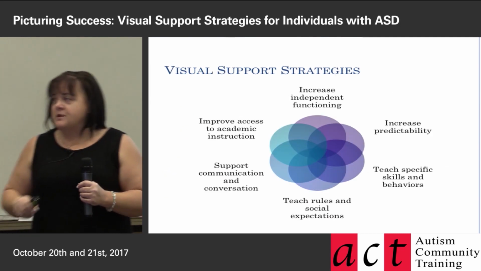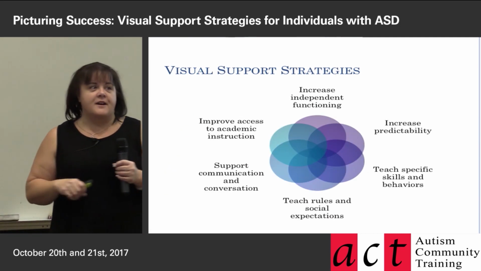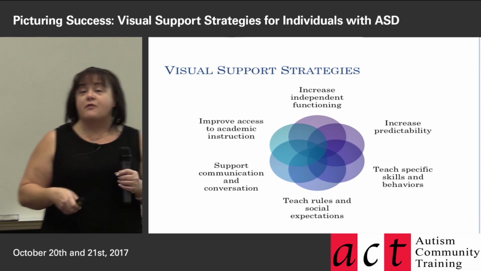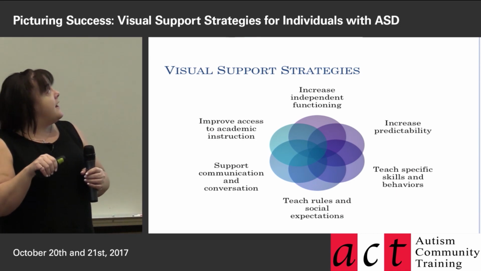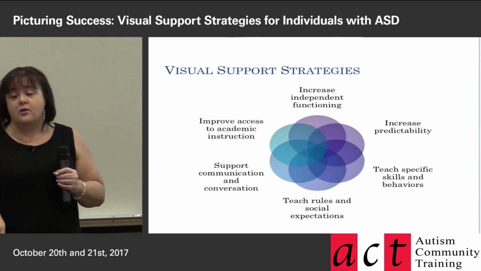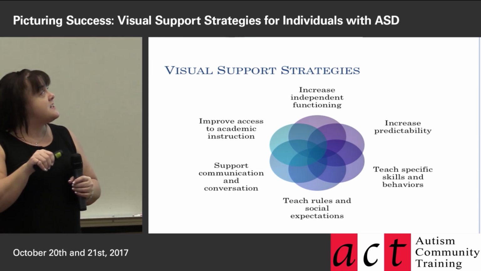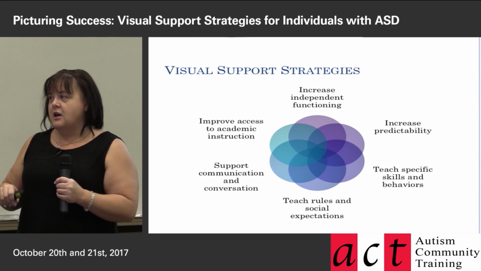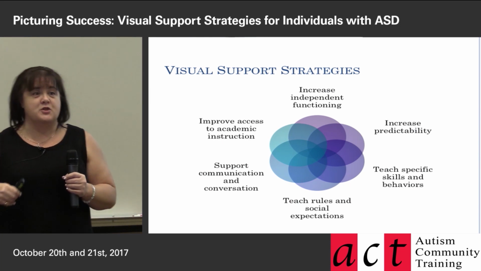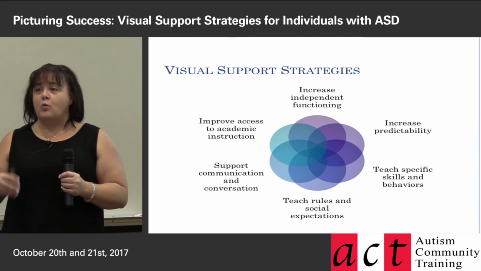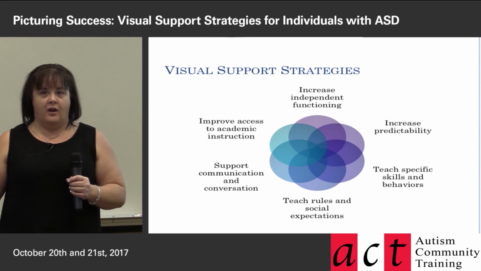So when we think about visual support strategies then, we're thinking about, how can we use these? And we can use these in a variety of different ways. We can use visual support strategies to increase independent functioning. We can use visual support strategies to make the world more predictable for people with autism. And if you think about individuals with autism, oftentimes their world is not very predictable.